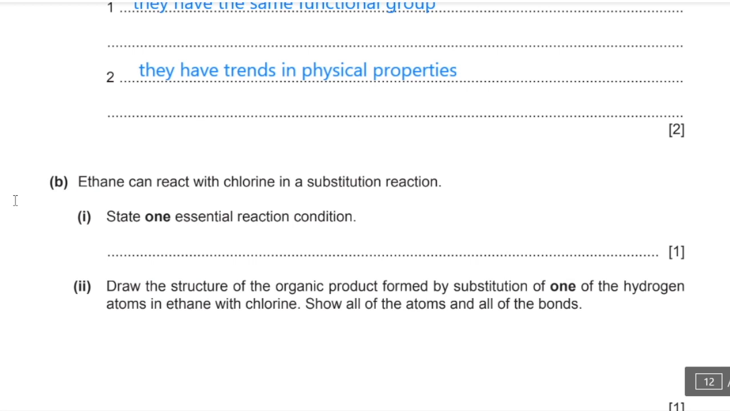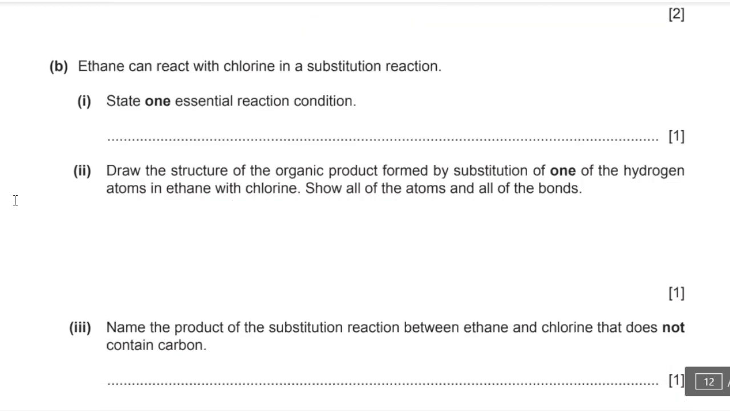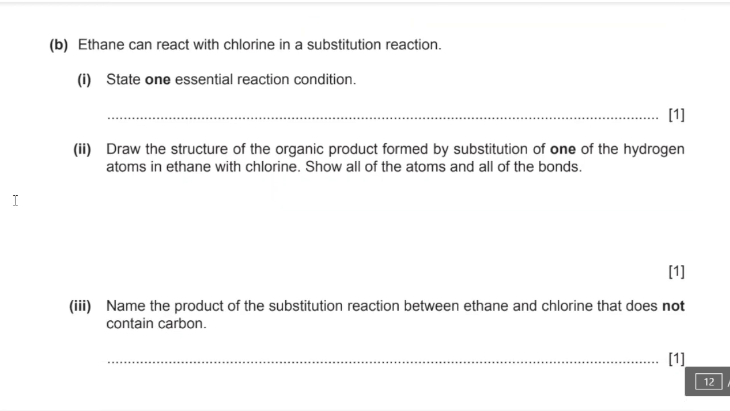B. Ethane can react with chlorine in a substitution reaction. One essential reaction condition. So this one condition is presence of ultraviolet light.